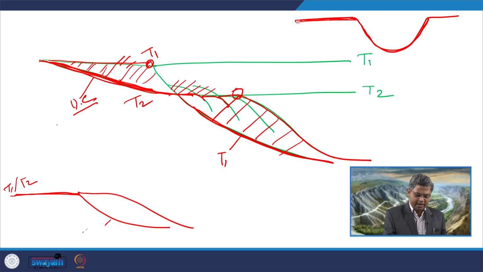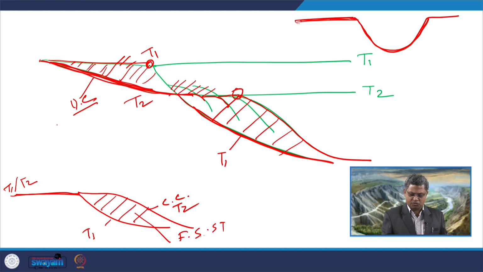This first one indicates T1, when the base level started falling, and the second one is the end of the fall, when the base level falling has stopped and it has started rising. So, this is the correlative conformity formed at T2. So, this package of sediment is present, which we call the falling stage systems tract, the forced regressive package of strata formed within this particular area between these two surfaces.